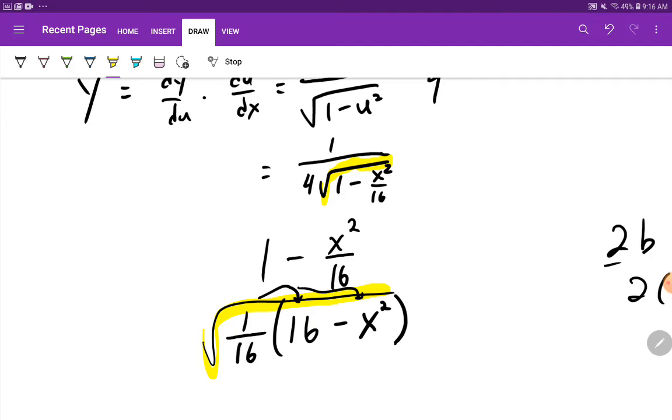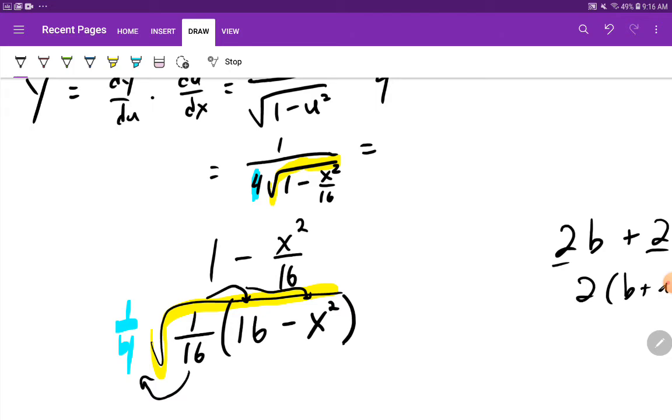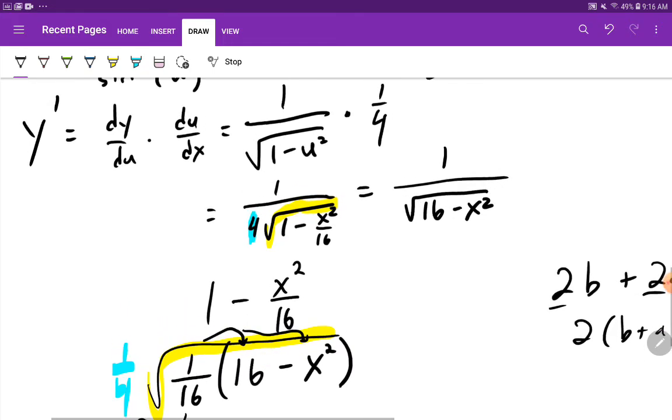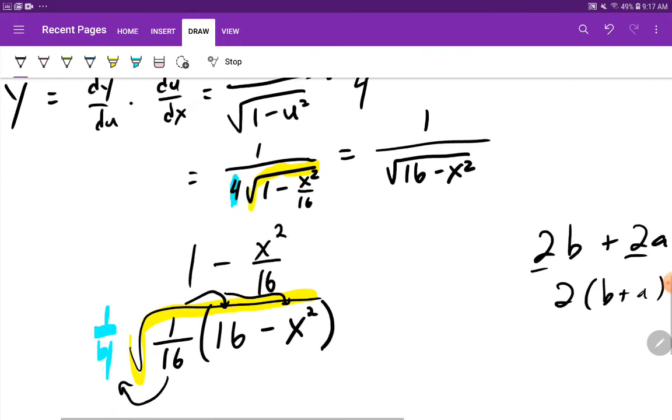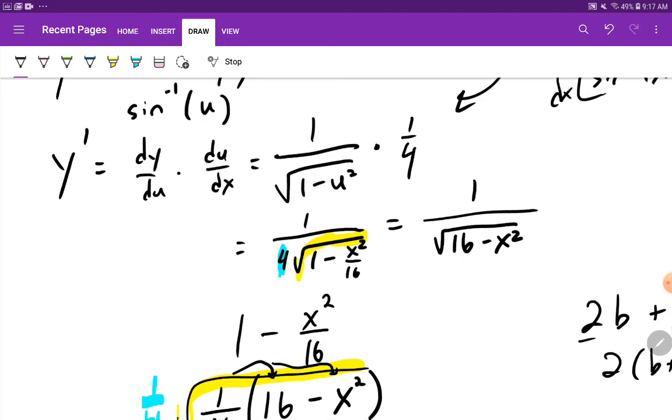So what's really going to happen to this 1/16? It's going to pop out as a 1/4, and oh my gosh, there's a 4 out there. So that 4 and the 1/4 that pops out are actually going to cancel out. So a lot of times you'll see this trick. The books usually like to rewrite it as 1 over root 16 minus x squared. It looks prettier. It doesn't have a fraction within a fraction and under the square root. But yeah, you might have to do that on your homeworks or whatever.